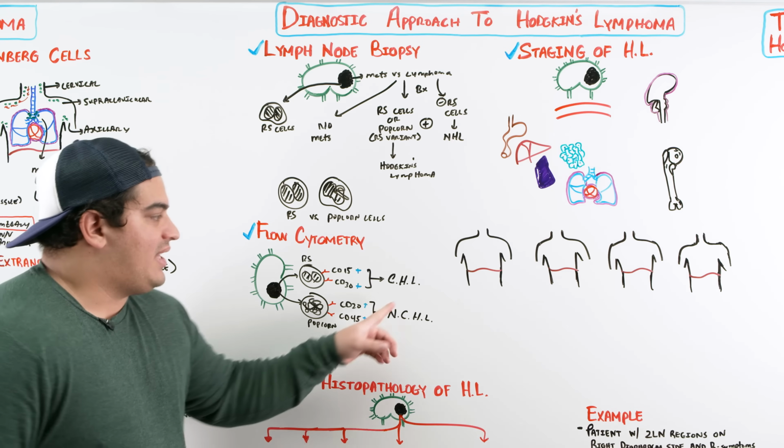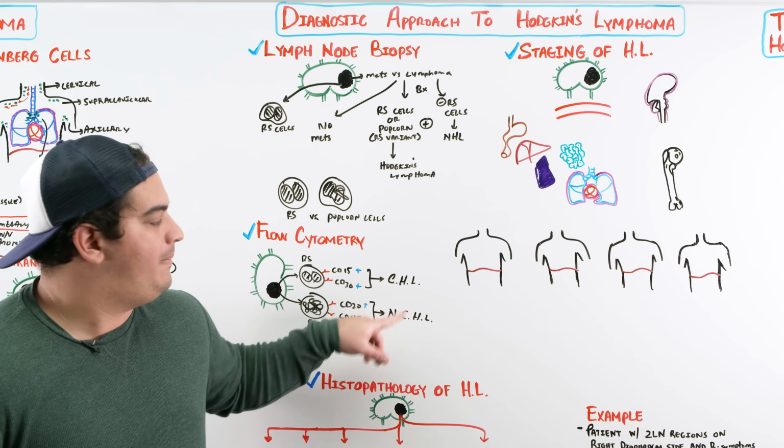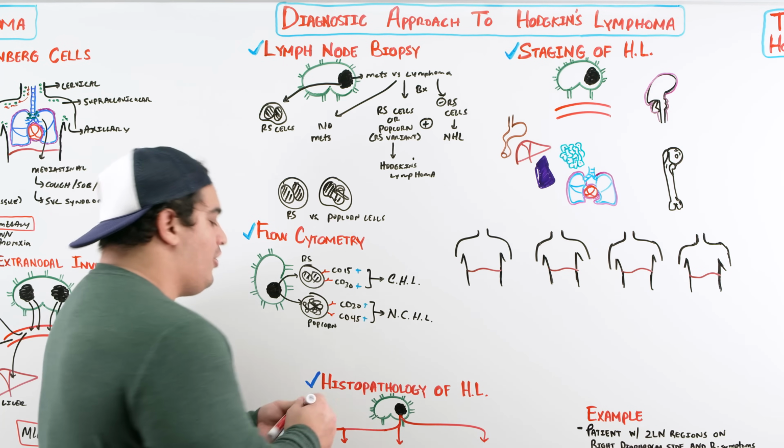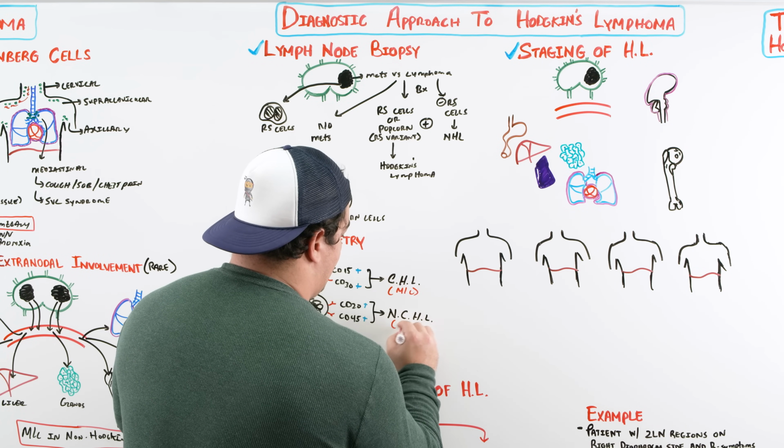Now the big thing is that classical Hodgkin's lymphoma is much more common. Non-classical Hodgkin's lymphoma is much less common. So that's another really big thing to take away from here. This is more common, this is less common.